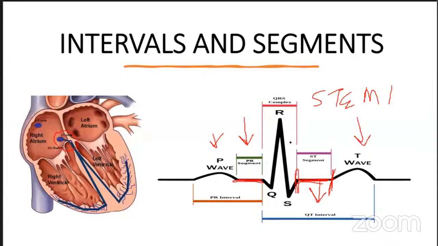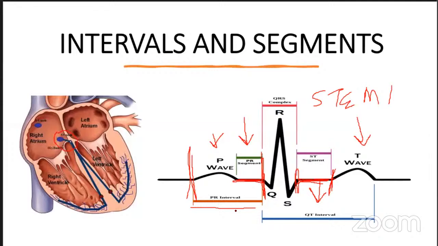Again, you could also have intervals. So what are intervals? Intervals are made up of waves and segments. For example, if we add our P wave to our PR segment, we're going to have our PR interval. So if we start from the beginning of the P wave to the beginning of the Q wave, what we have in between there, we're adding our P wave and our PR segment. So what we have there is our PR interval.